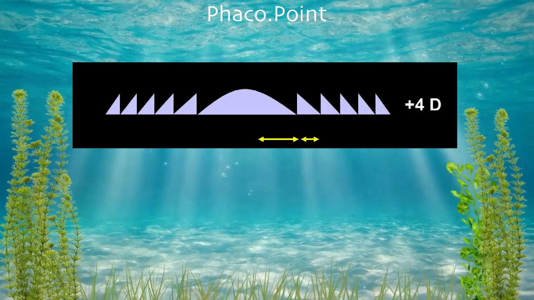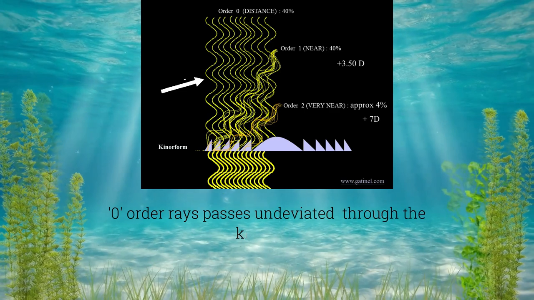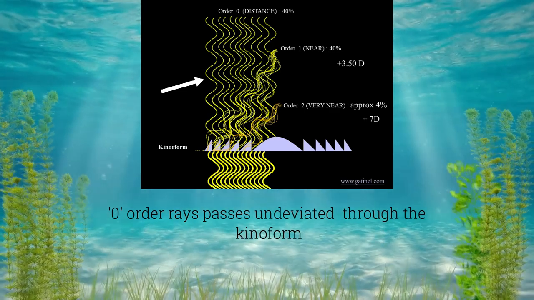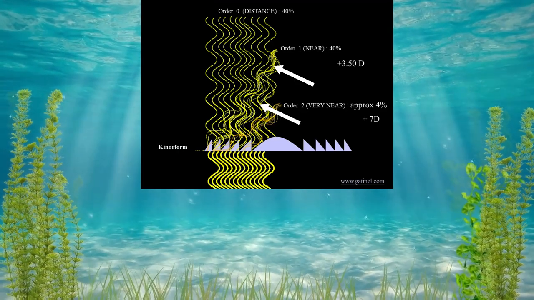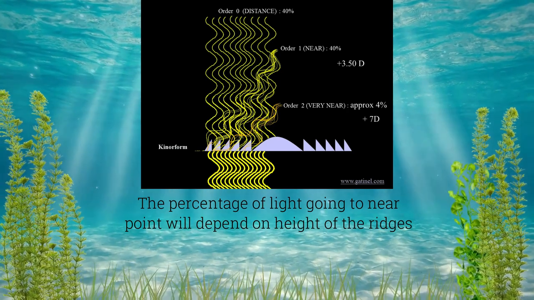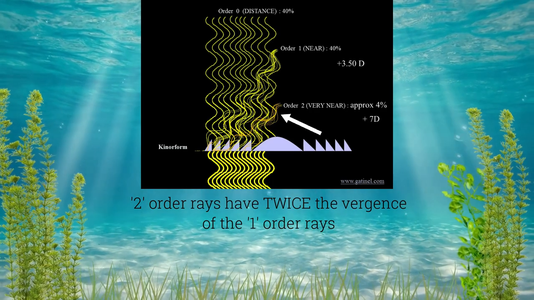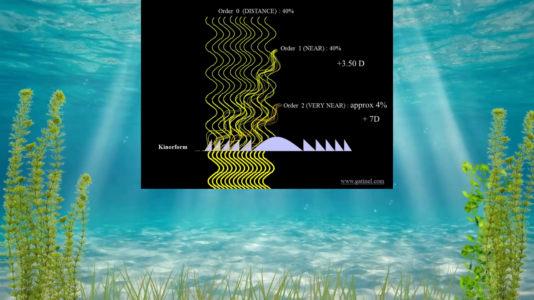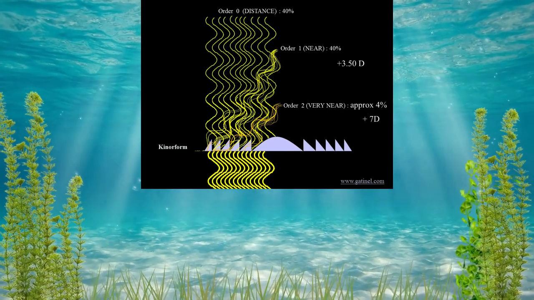Now, light passing through a kinoform has four orders of rays. The zero order rays are those that carry on undeviated through the kinoform plate. The first order rays are passed through the kinoform and they will focus at the near focal add. Let's say in this case it's plus 3.5. The second order rays have a vergence of about twice that of the near add. That is, they have a vergence of plus 7 diopters and they come to focus at 14 centimeters.